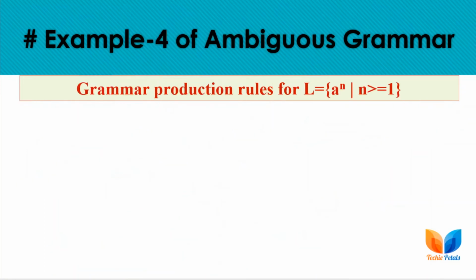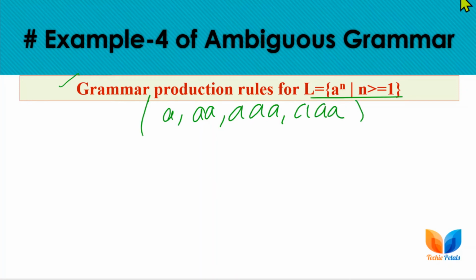Next we have another example of grammar production rules for the language a raised to power n, where n is greater than or equal to 1. Here the minimum string will be a, and we can have any number of a's, with the minimum number of a's as 1. So let's check the grammars for this particular language.